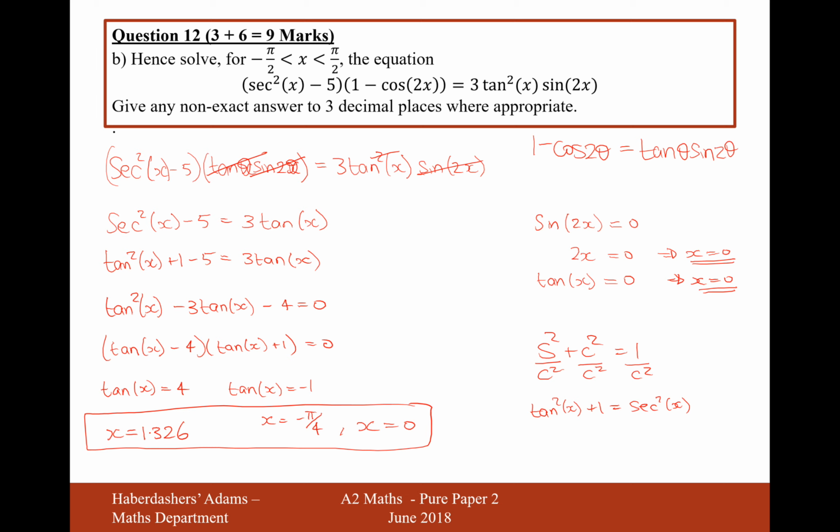And there we are. That's 9 marks for question 12 there. Let's now move on to question 13.